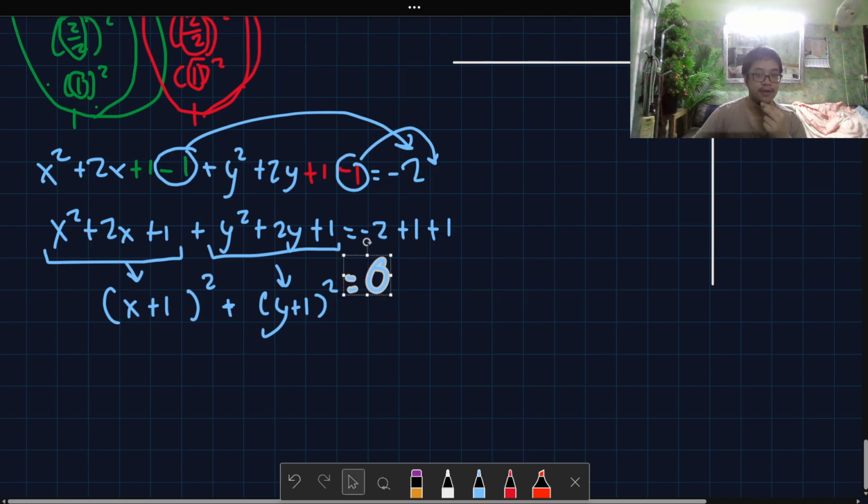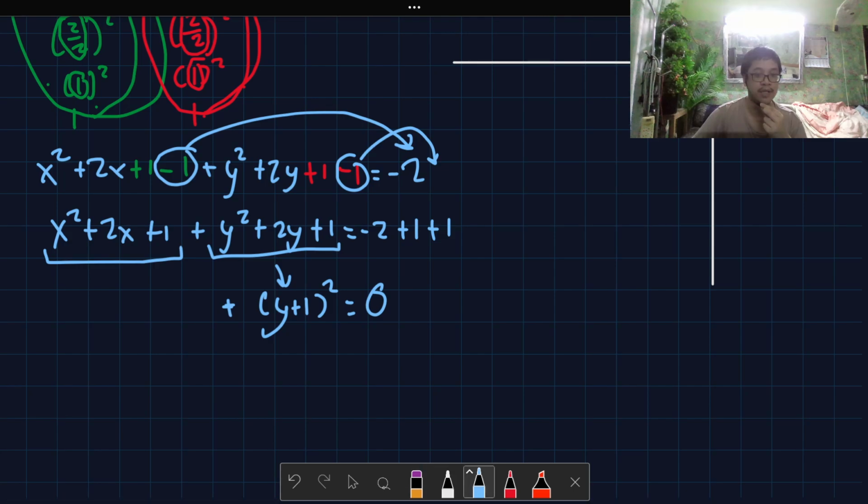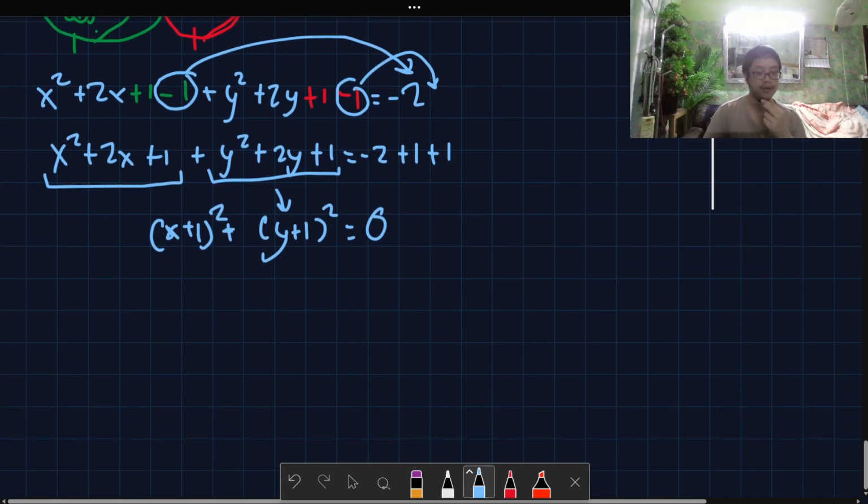Oh, wait, hold on. This is your standard form. Let me rewrite that: x plus 1 squared. Now, since we have the standard form, we can get the radius and the center. First things first, look at your r squared, which is 0. Your r squared is equal to 0.